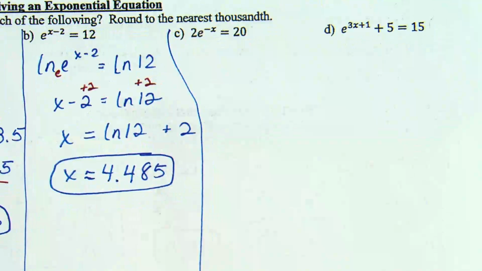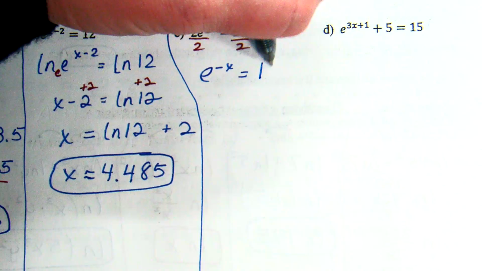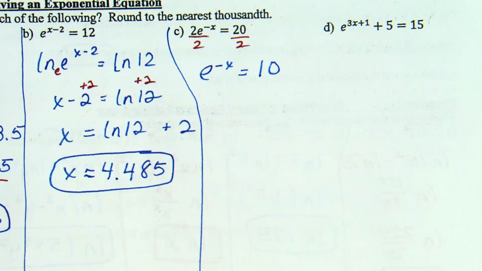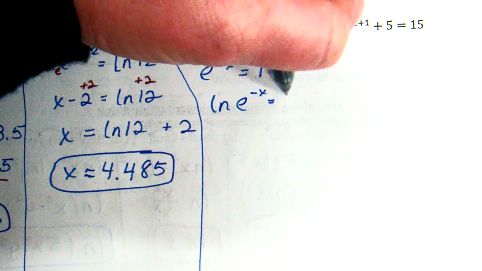Okay, what's my job here? Divide by 2 because I'm trying to get e by itself. So, divide by 2. e to the negative x equals 10. No maybes. Just flat out 10. The last one was minus 2. Okay. I've got my e by itself. So what do I do? Take the base e, natural log. Natural log of e to the negative x equals natural log of 10.